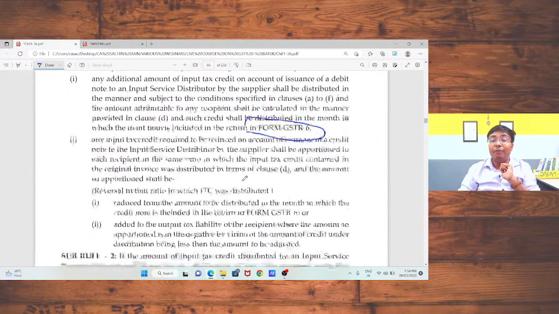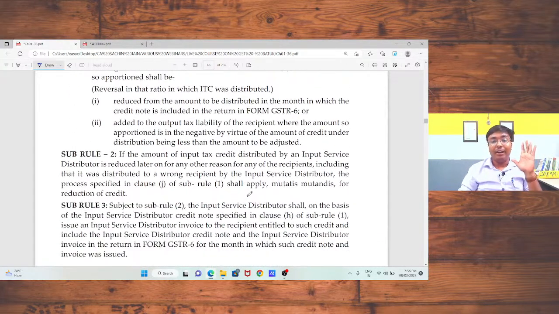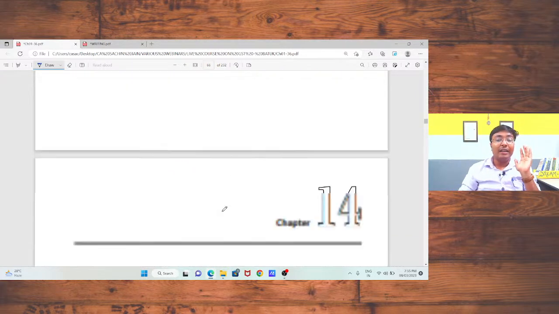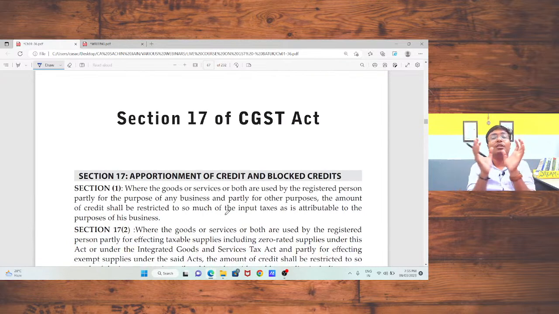GSTR6 form has to be filed for distribution. We had already discussed that. Now, if you want to reduce the input tax credit, you need to issue a credit note, or if you want to increase it, you need to issue a debit note, and form GSTR6 has to be filed by the input service distributor. That is the concept of input service distributor.